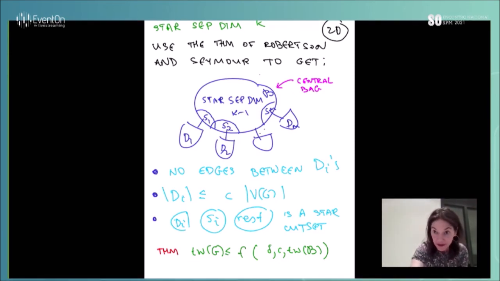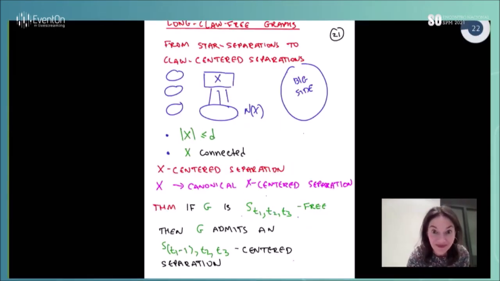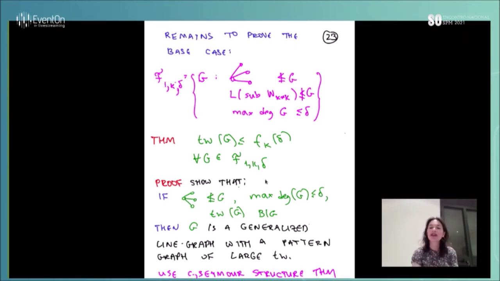What's a little different is the base case, right? For even-hole-free graphs, we have these theorems that said when the dimension is 0, then we already have a bound on the tree width. What happens in the claw-free result is that when the dimension is 0, you get a claw-free graph, right? You're meant to prove the base case. And the base case is you just have graphs that don't contain K_{1,3} as an induced subgraph, don't contain the line graph of a subdivided wall, and have bounded max degree. If only you could prove that those have bounded tree width, you would be done.